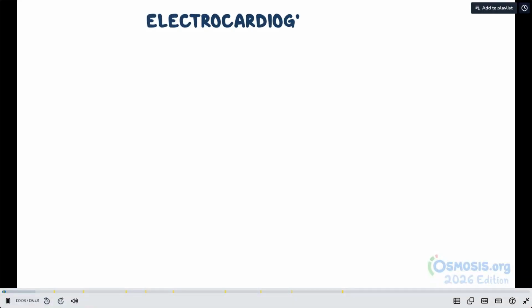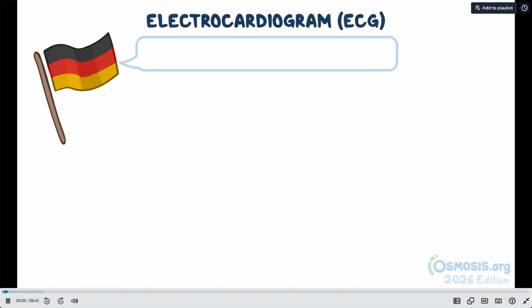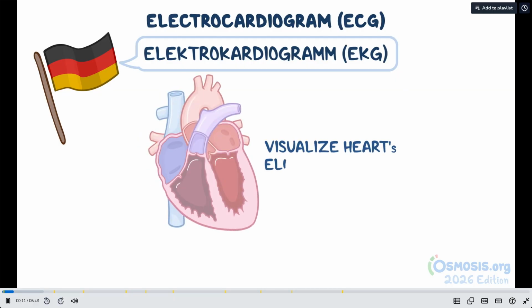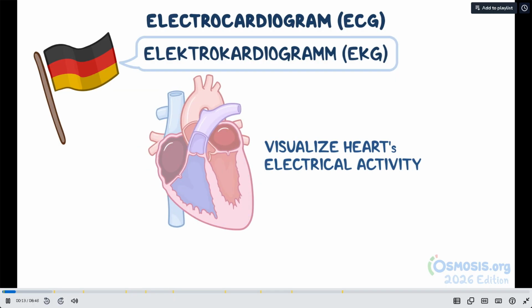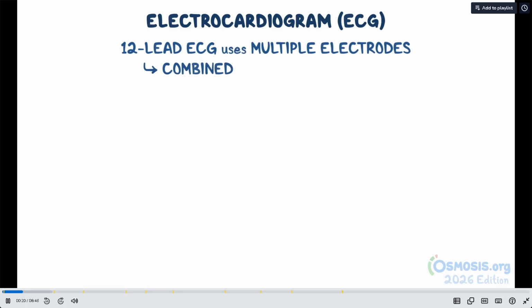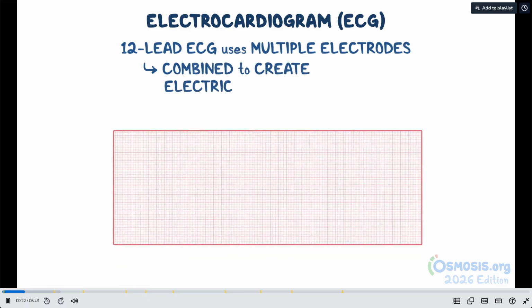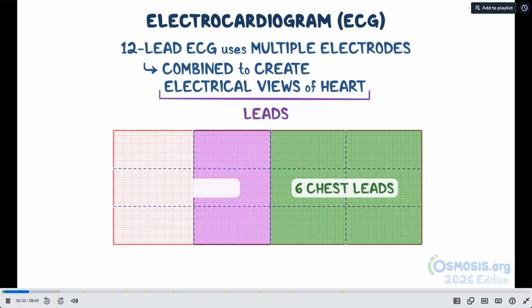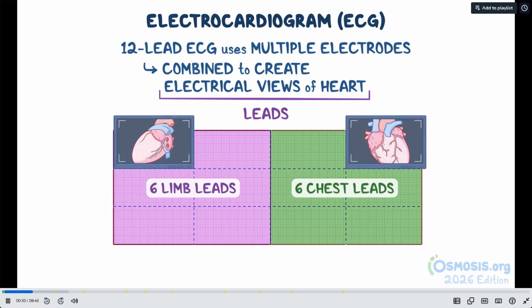An electrocardiogram, or ECG, or EKG in German, is a tool that allows us to visualize the heart's electrical activity. A 12-lead ECG uses multiple electrodes placed around the body, which are combined in specific ways to create electrical views of the heart, called leads. There are 6 chest leads and 6 limb leads, and each one captures the heart's activity from a different angle.